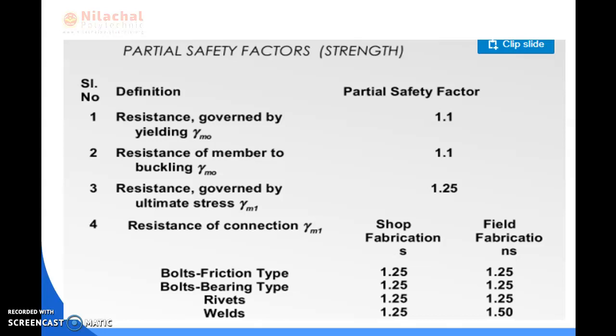Bearing type is also provided here. Rivet and weld are also provided here. This we use in the case of steel also. That is the partial safety factor for the strength, and before that we discussed partial safety factor against action.